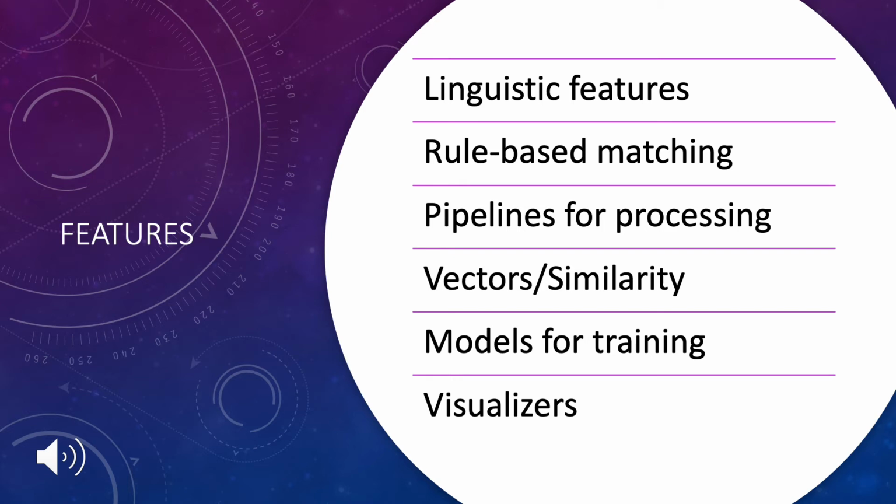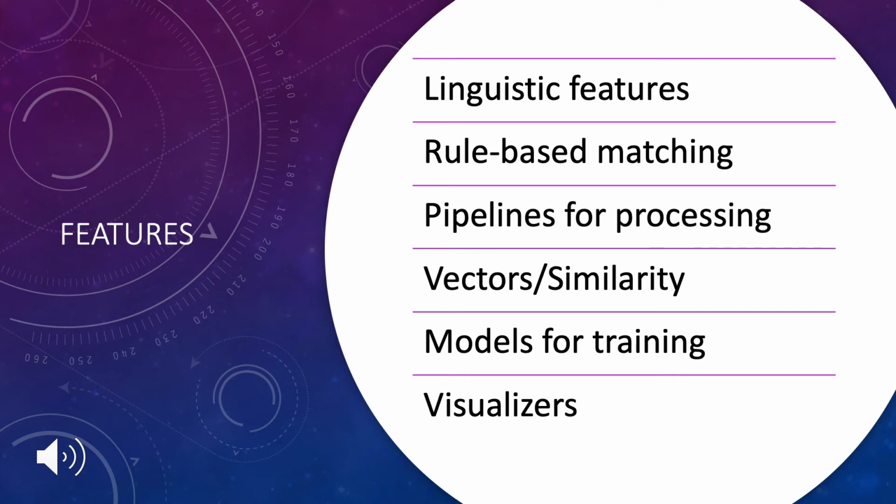spaCy has many features. I will be focusing on the linguistic features later in the presentation. Rule-based matching allows for a user to find specific words and phrases and provides them with tokens and relationships. Matching can be token-based, phrase-based, or entity recognition-based. These can also be combined depending on the user's needs. The pipelines allow for a document to be processed in several steps. Pipelines consist of a tagger, a parser, and an entity recognizer.